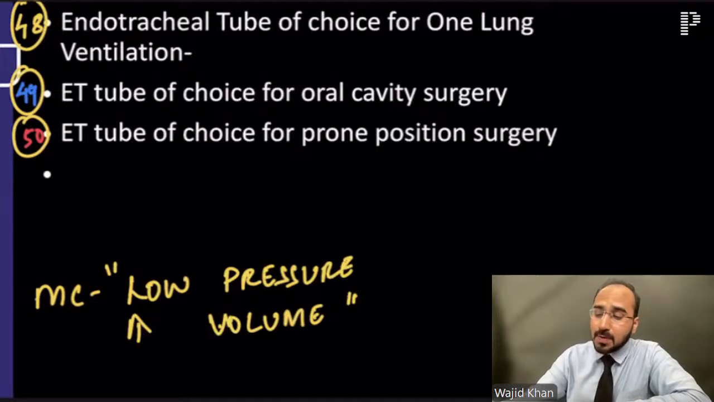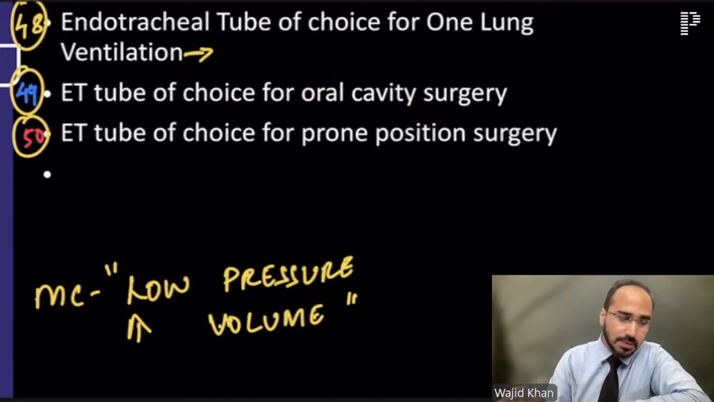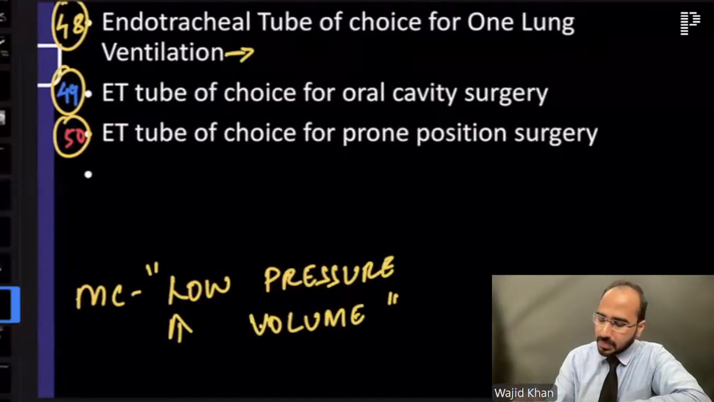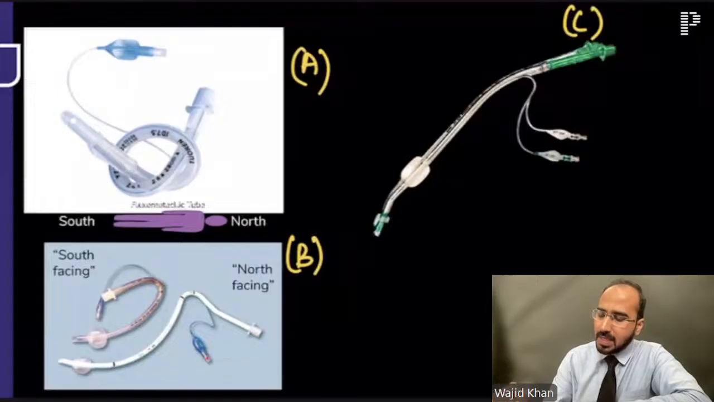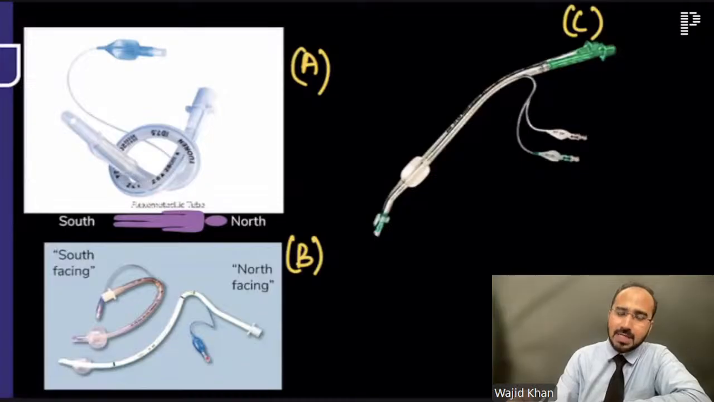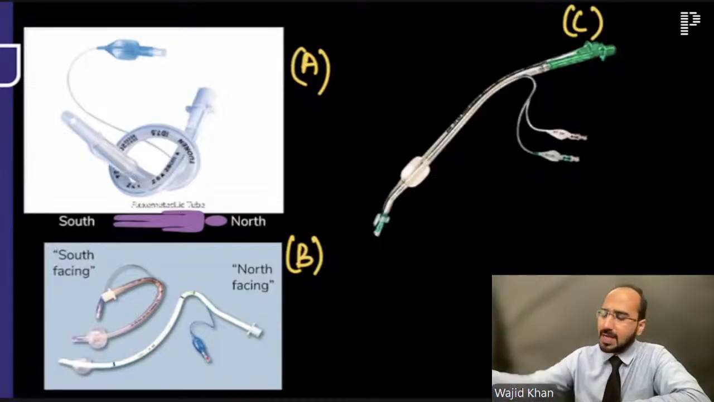So endotracheal tube of choice for one lung ventilation. Which endotracheal tube is given for one lung ventilation? Second question is endotracheal tube of choice for oral cavity surgeries. The third question is endotracheal tube of choice for prone position. Just look over here. These are the 3 options, A, B, and C. First tell me, guys, among these 3, which is the endotracheal tube commonly used for one lung ventilation?